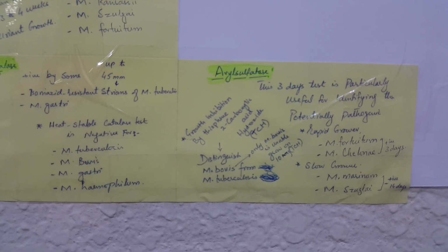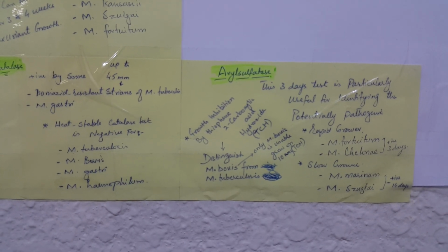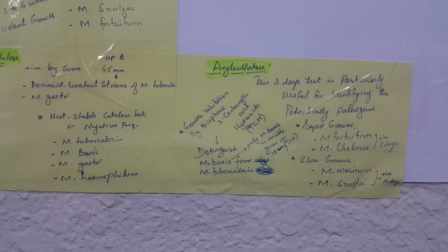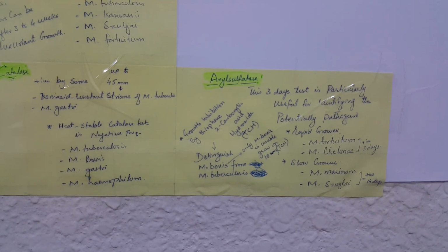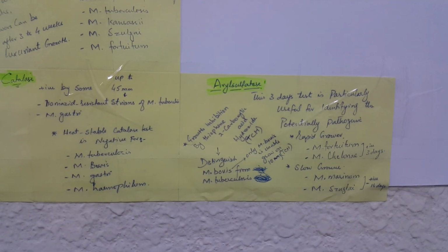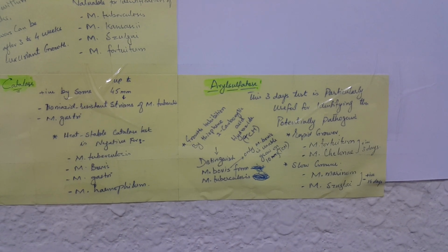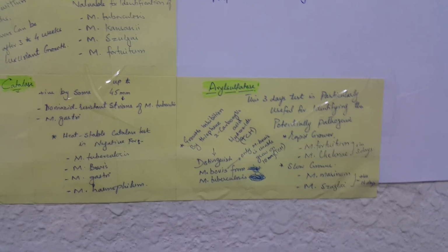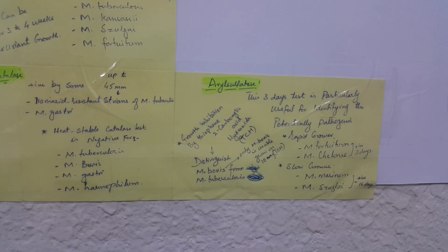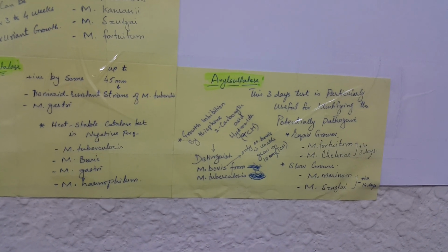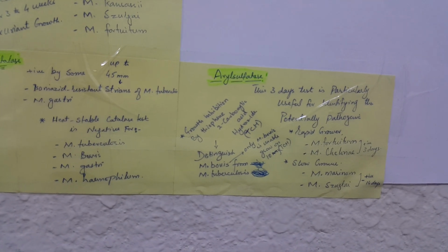Another test is the arylsulfatase test. This is a 3-day test, particularly useful for identifying the potentially pathogenic rapid growers, because M. fortuitum and M. chelonae are positive in 3 days, and the slow growers M. marinum and M. szulgai are positive in 14 days. Arylsulfatase is used to identify particularly the potentially pathogenic mycobacteria.